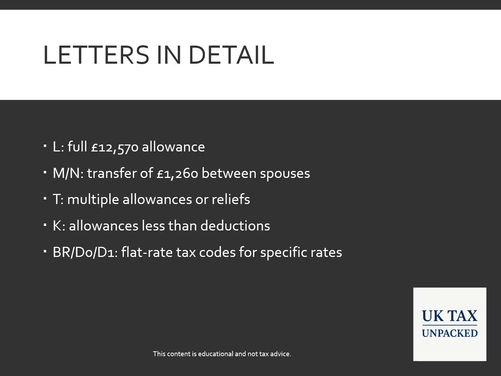Let's break it down further. M means you've received marriage allowance from your partner, and N means you've given it. T covers more complex situations like multiple allowances. K means you're being taxed on income you've already received. Think company cars or underpaid tax.